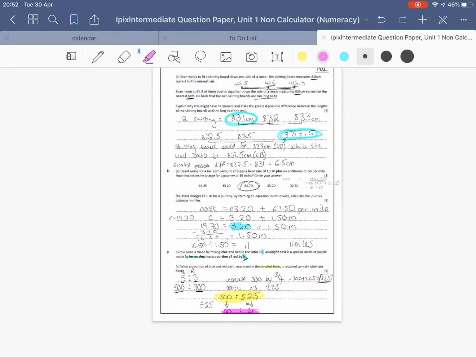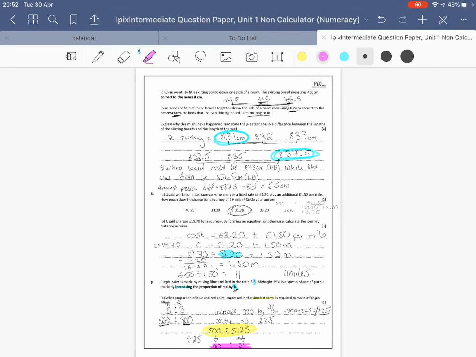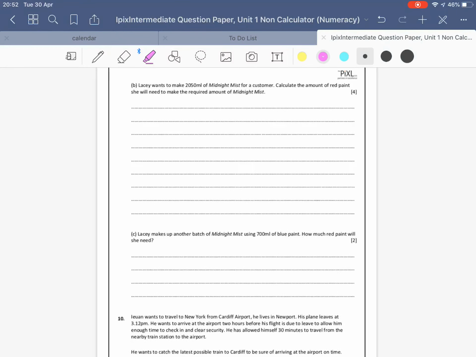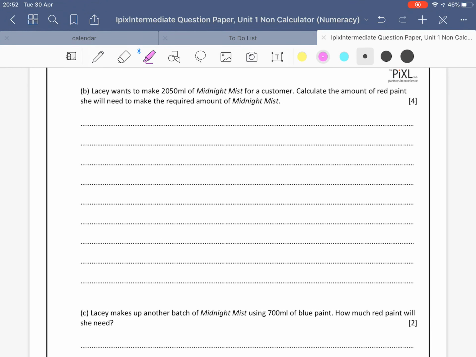I think I've done that right. We'd know if we'd done it right, because the next bit would be wrong if we hadn't. So, Lacey wants to make 2,050 millilitres of Midnight Mist for a customer. Calculate the amount of red paint she will need to make the required amount of Midnight Mist.